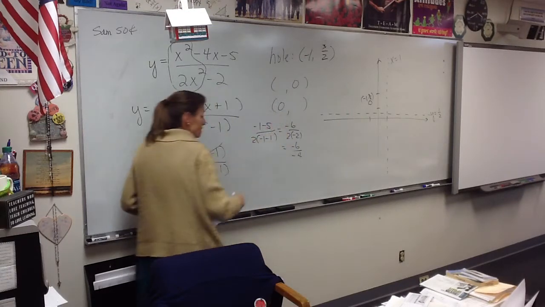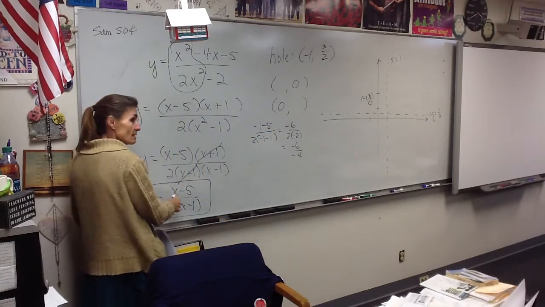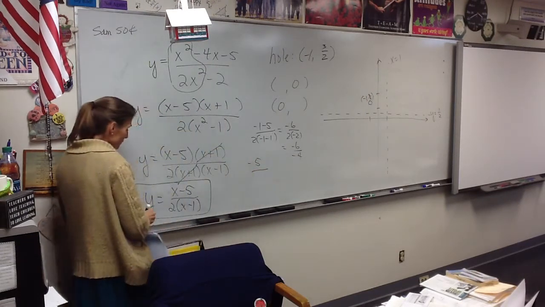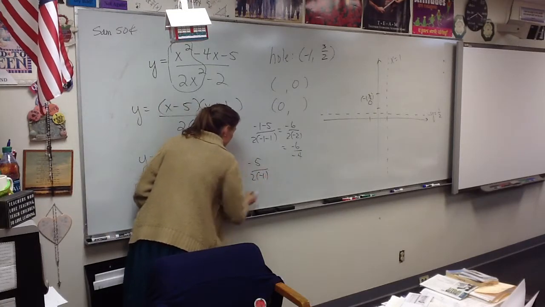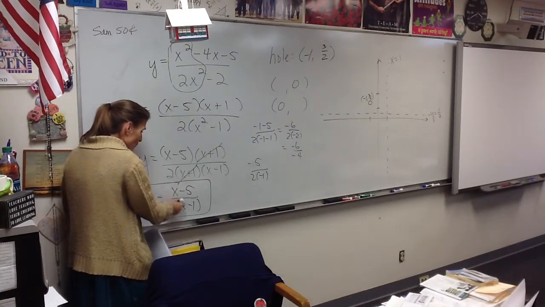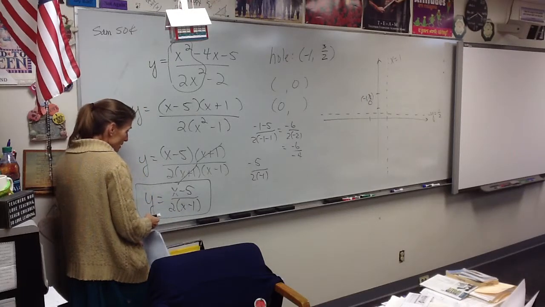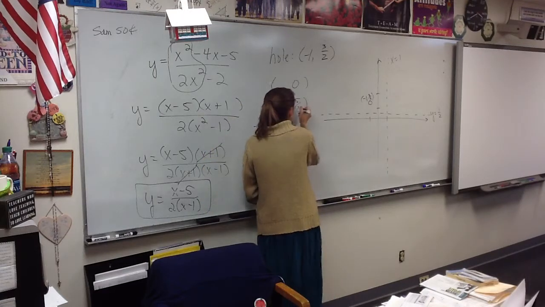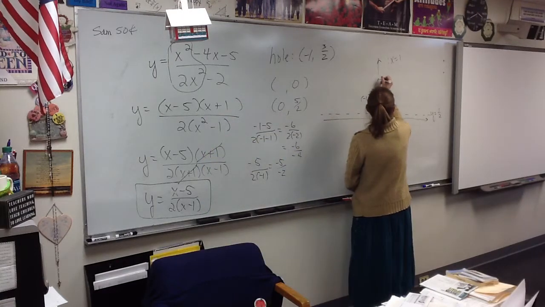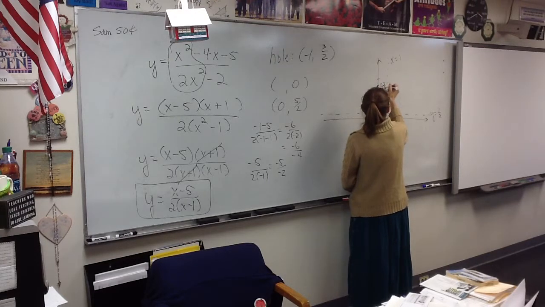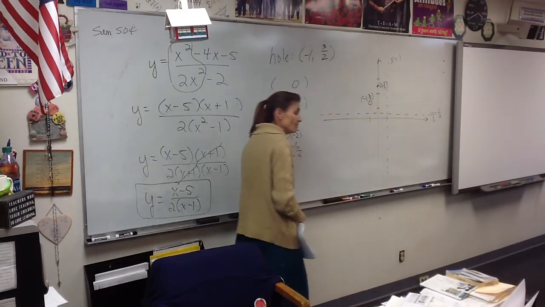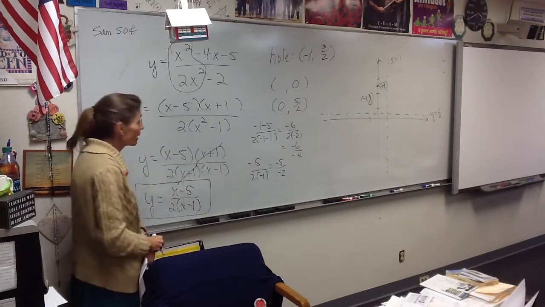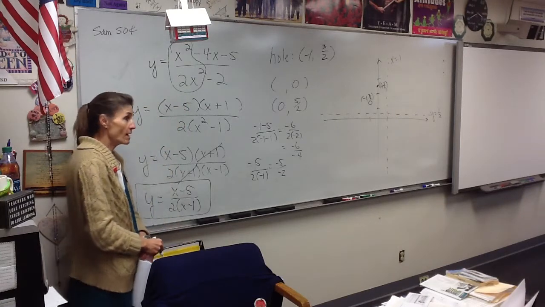So I'm going to let x be 0. If I let x be 0, on the top I have negative 5, and on the bottom I have 2 times negative 1. So that's negative 5 over negative 2, that's 5 halves. So I plot the point 0, 5 halves. Where does that point get plotted? On the y-axis. So which blank do I write 0, 5/2 in? Y-intercept.